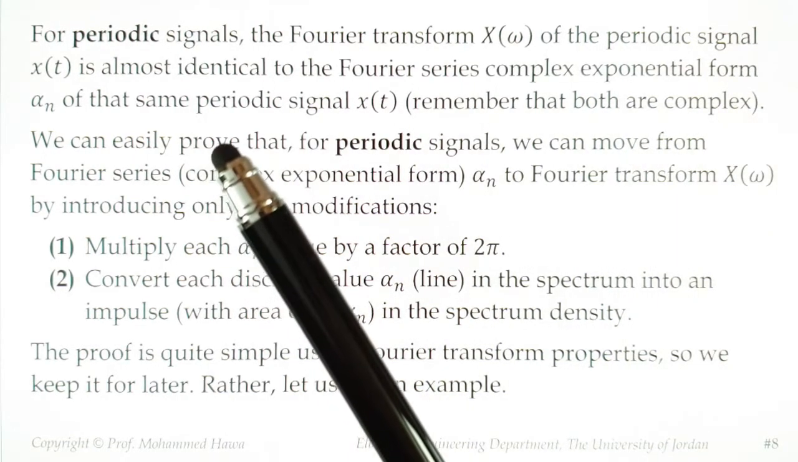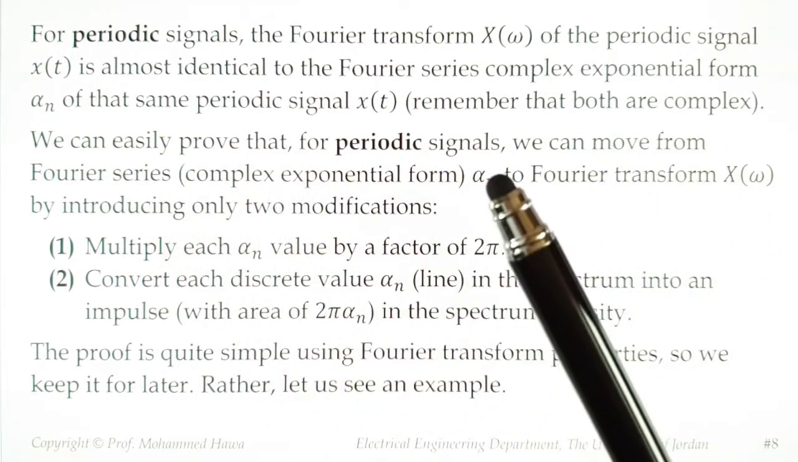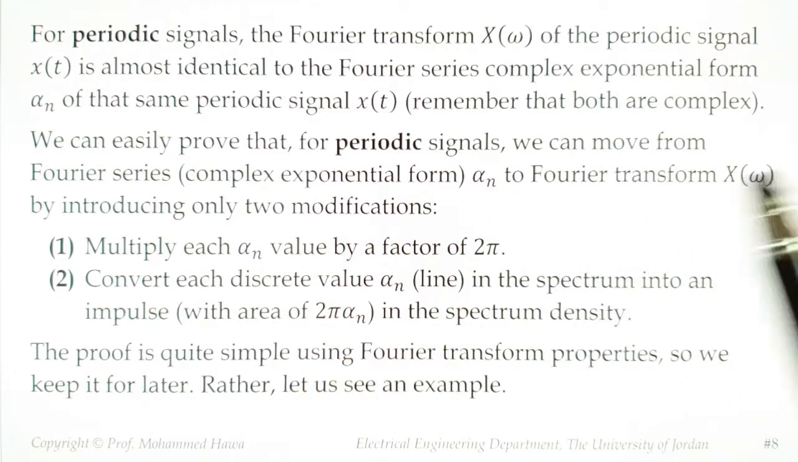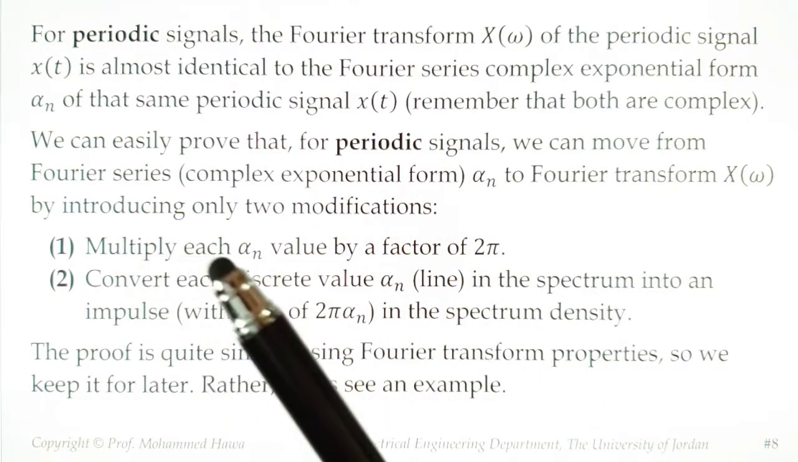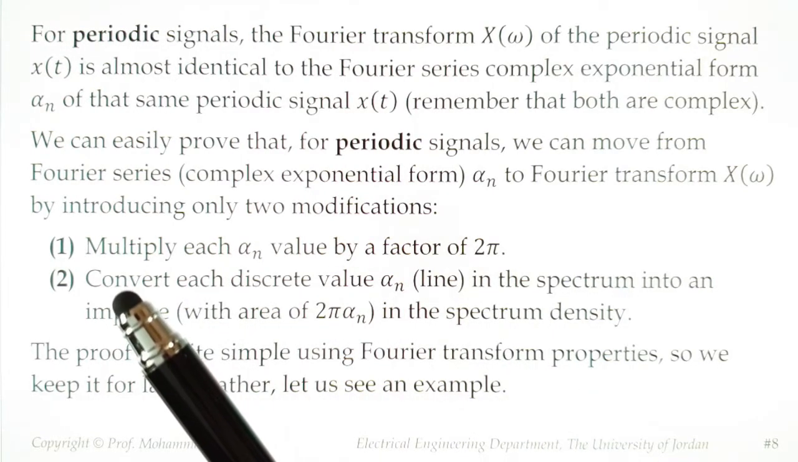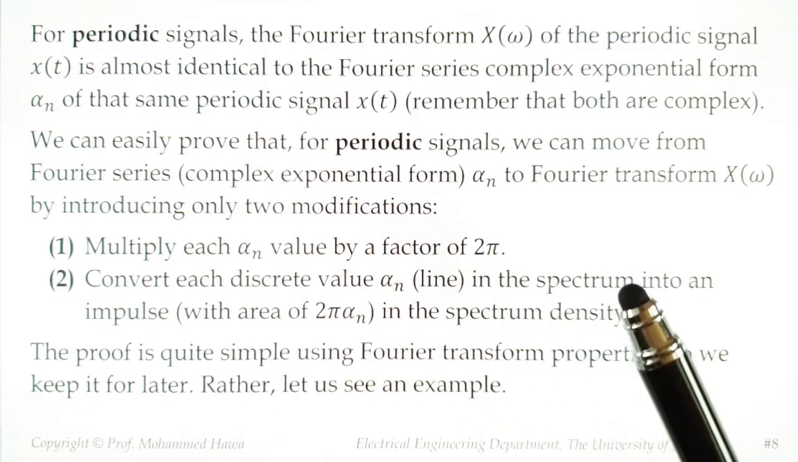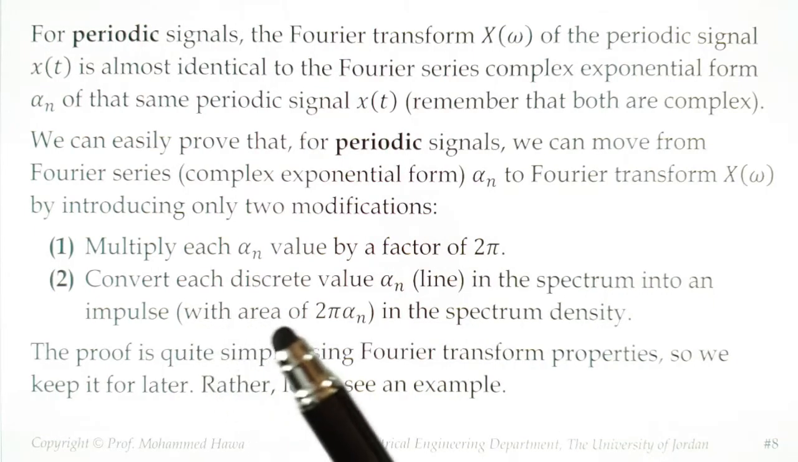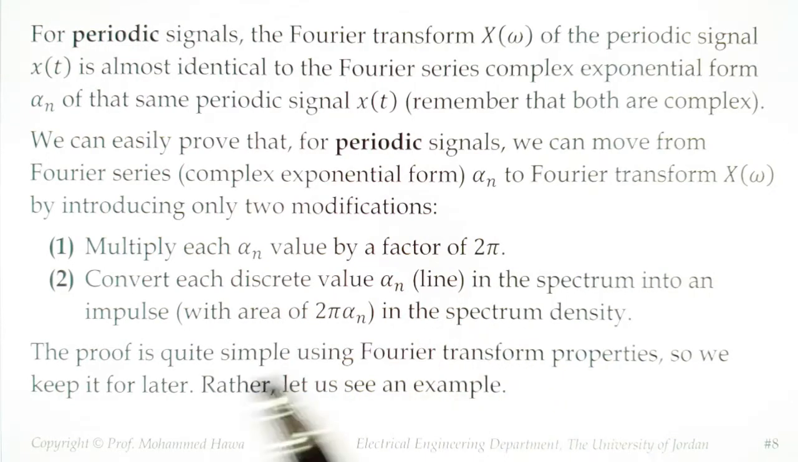We can easily prove that for periodic signals, we can convert the Fourier series, the complex exponential form alpha n, to the Fourier transform X of omega by introducing only two modifications. The first thing you want to do is multiply each alpha n value by a factor of 2 pi. And then the second thing to do is convert each discrete value alpha n, which was represented as a line in the Fourier series spectrum, into an impulse with area of 2 pi alpha n in the Fourier transform spectrum density. The proof is very simple, especially if you use Fourier transform properties. But I'm going to keep that for a later video.